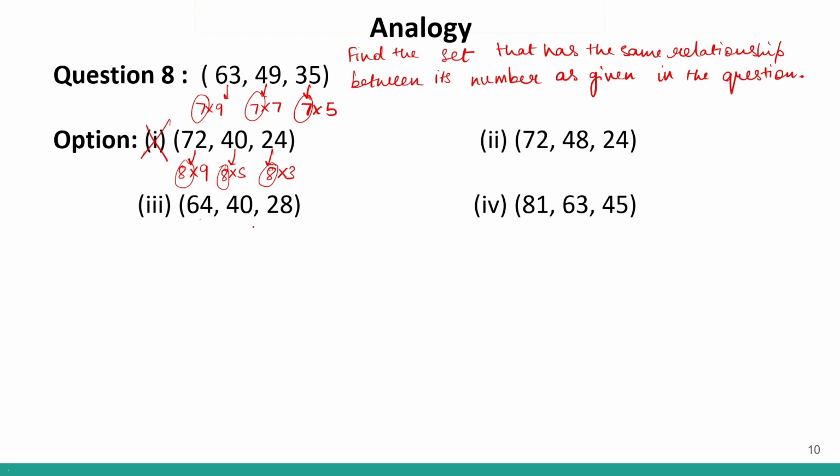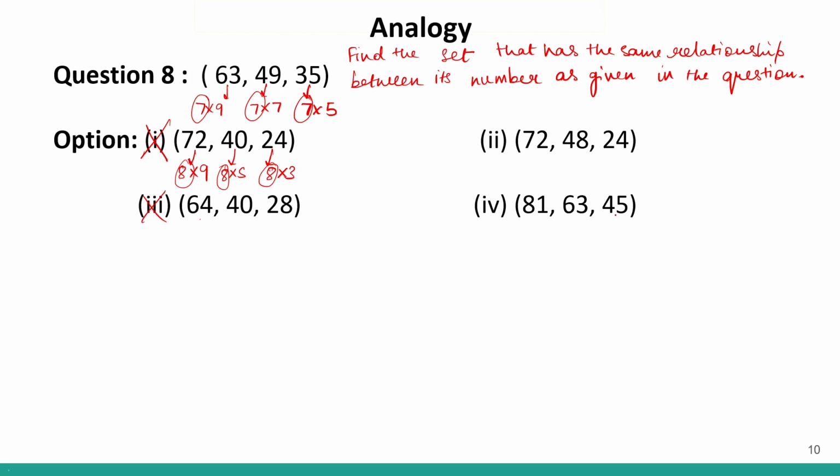Over here, 64, 40, 28. Correct? These are the numbers. If I see in 8's table, this is 8 into 8, 8 into 5, 8 into 4. Sorry, 6 table, let's say. This is 6 into, these do not form in the same table only. So this does not have the same logic. So this is also incorrect.